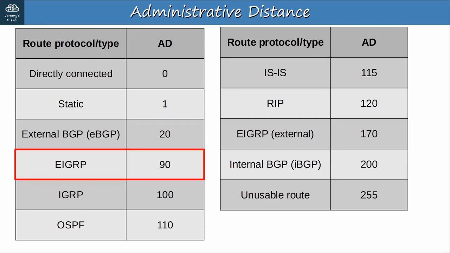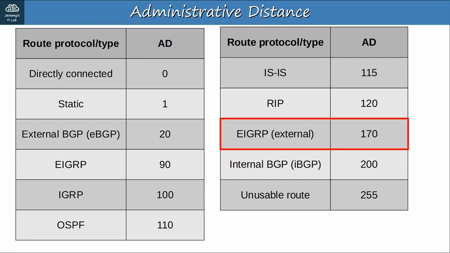EIGRP routes have an AD of 90. Next is IGRP, the older version of EIGRP, with an AD of 100. OSPF has an AD of 110. ISIS has an AD of 115, and RIP has an AD of 120. So, of the IGPs I showed you, which are RIP, EIGRP, OSPF, and ISIS, EIGRP is the most preferred. It has the lowest AD.